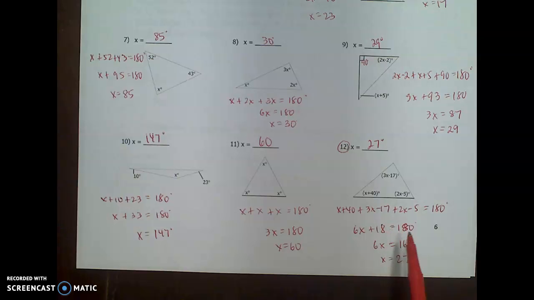And here, using that triangle angle theorem, take all of these expressions, which represent the measurements of the three angles, and you're going to write an equation where you're adding all of them together. And it should equal 180 degrees.